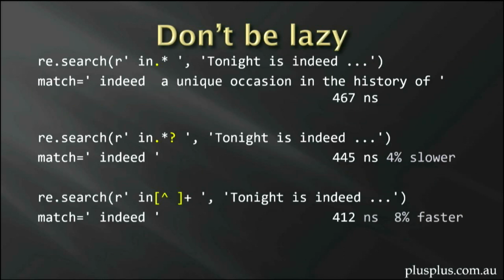If I did a search for a greedy quantifier, I get 467 whatevers. Make it lazy, it's a little bit slower. You can now boo. Boo. That's not what we're here for, Pete. We didn't want slower, we wanted faster. Well, maybe you don't mean dot. A negated character class is a nice solution, and for 8% faster. Well, it's not 500% faster, but it's faster.